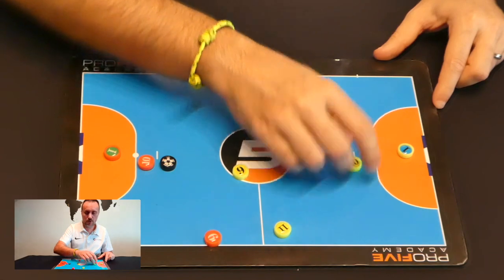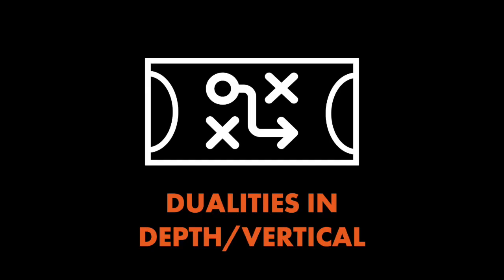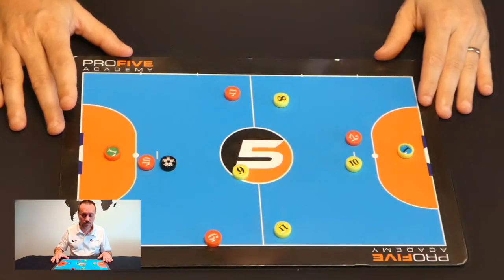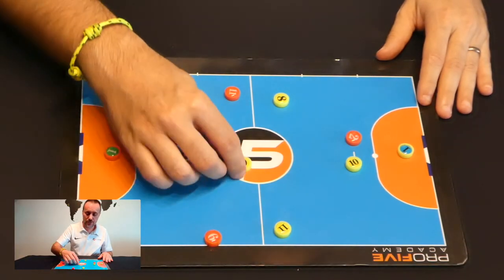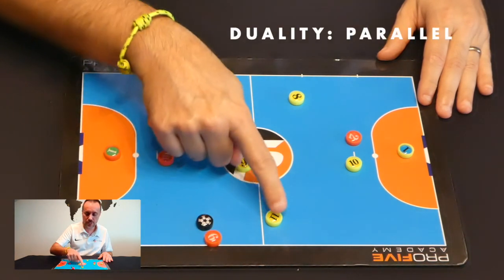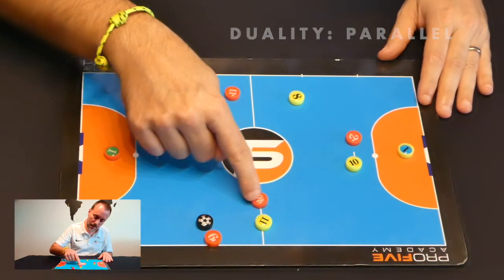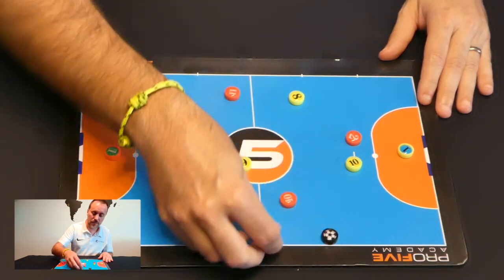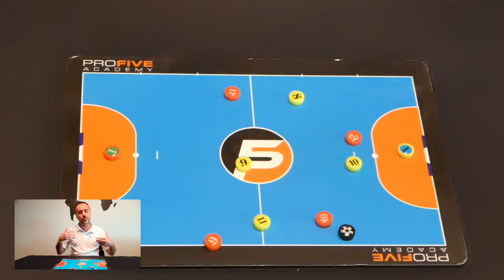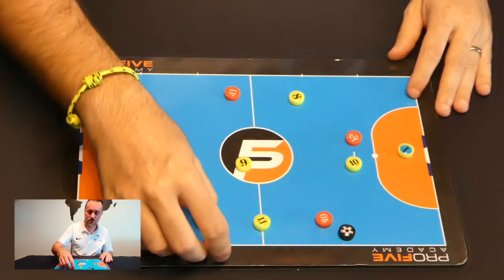Now it's time to talk about another group of dualities working in depth or in a vertical way. The first is the parallel movement. It's easy to understand. I'm passing the ball to the side and I'm attacking with the parallel movement in this way, attacking the ball and trying to create a superiority or a finish action.